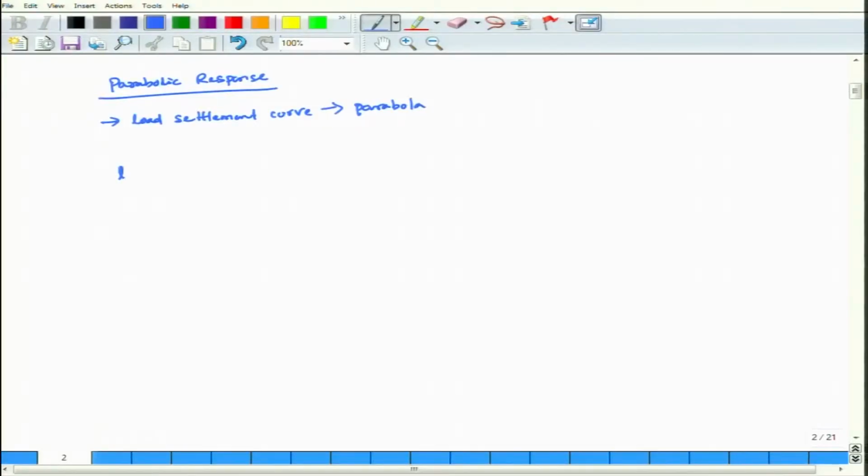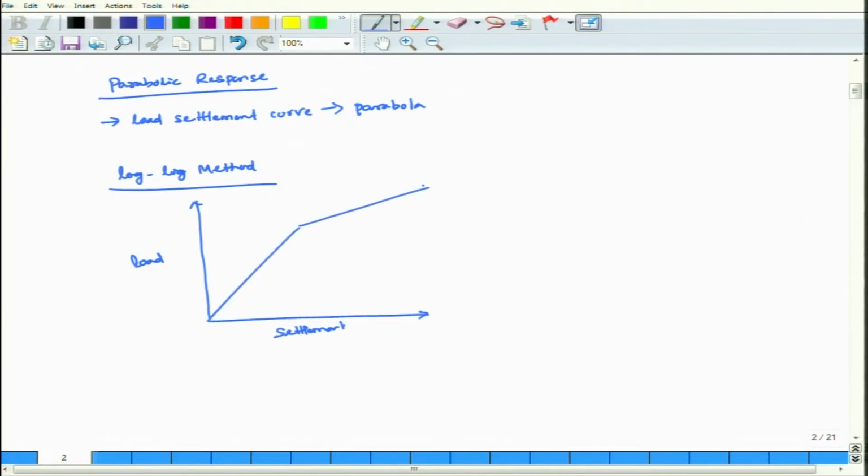Then the third one is the log-log method. Both load versus settlement you plot in a log-log scale. This is my load, this is settlement. Both you plot in a log-log scale. Then you will find an intersection point.